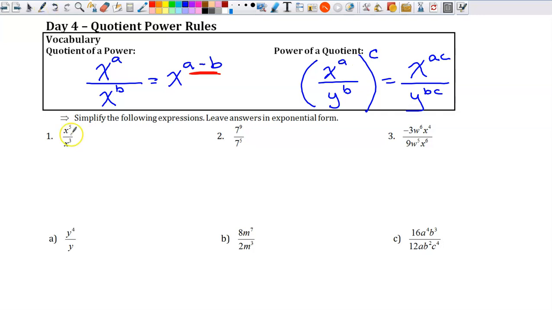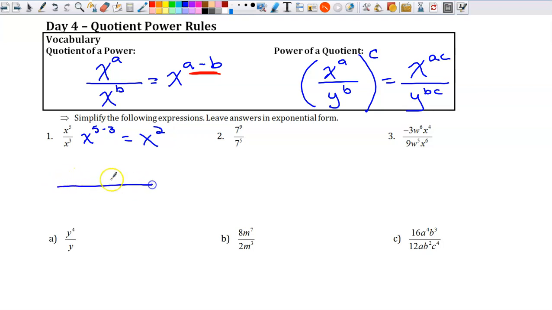So, real basic. X to the 5th over x to the 3rd. Are the bases the same? That's the first thing you've got to ask. And if they are, I'm allowed to just subtract the exponents. Now, I've warned you that sometimes we'll create negative exponents, and we don't want that. I'm going to show you a little bit more visual way of doing this problem.